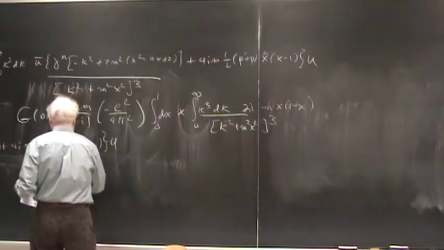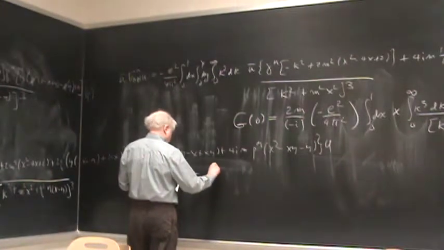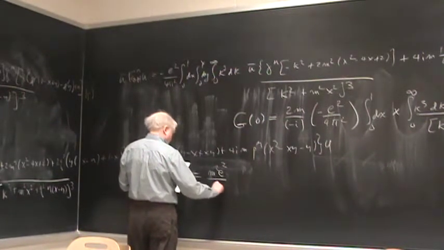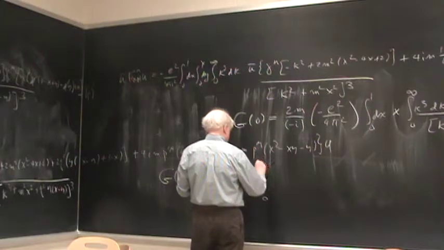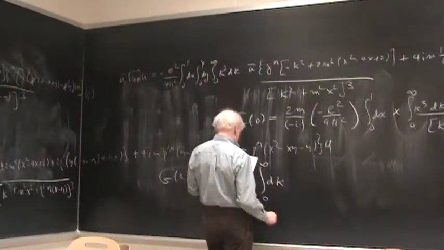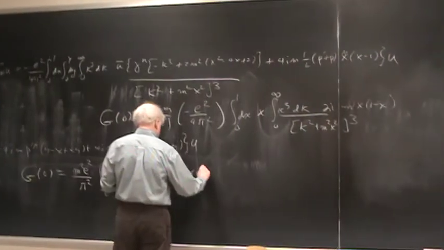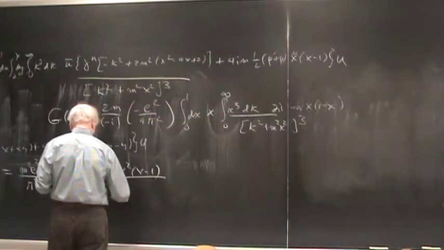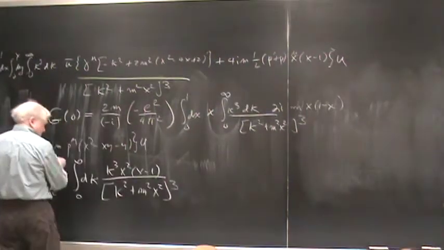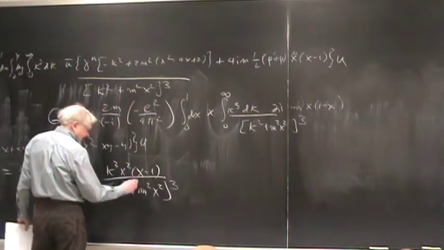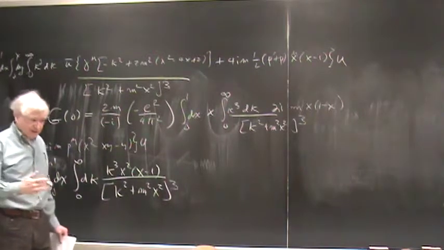And so g of 0 is then m squared e squared over pi squared, integral 0 to 1 dx, integral 0 to infinity d kappa, kappa cubed x squared (x minus 1) over (kappa squared plus m squared x squared) cubed. Notice x goes from 0 to 1, so g of 0 is negative. The magnetic moment is 1 minus g of 0, so the physical magnetic moment is bigger.